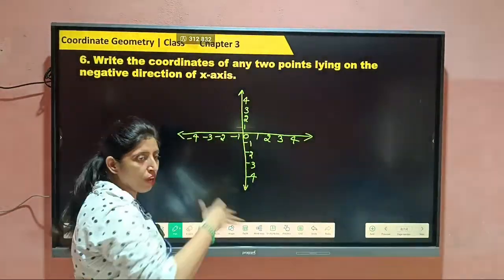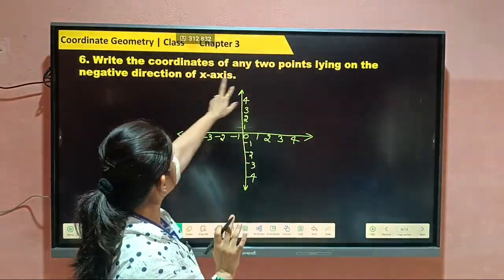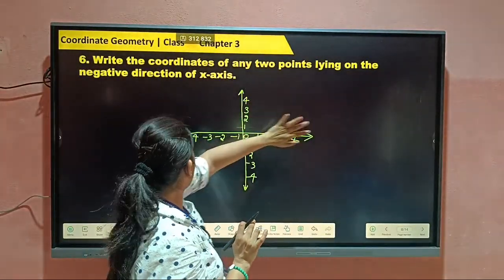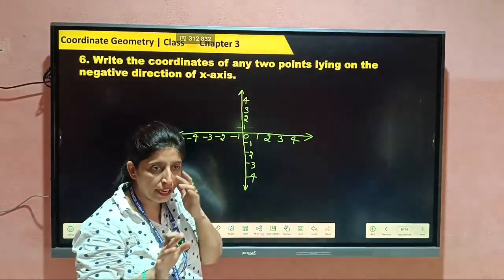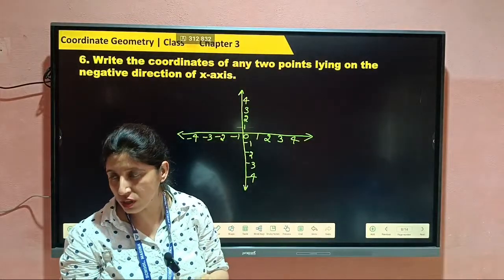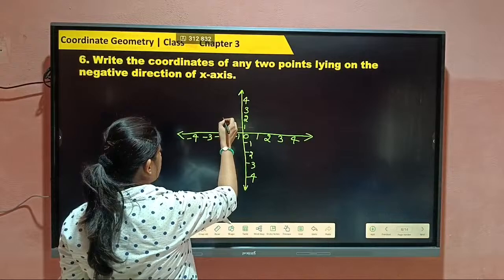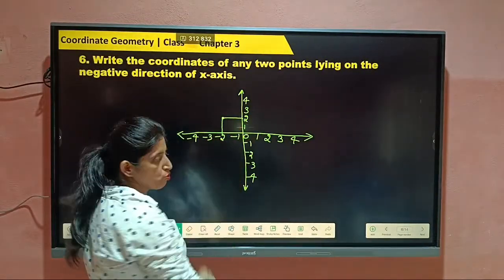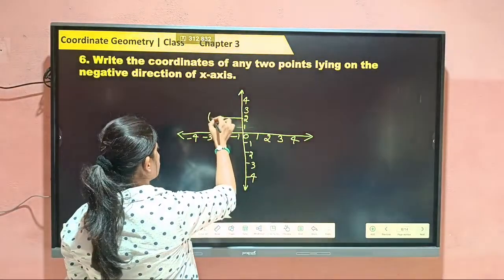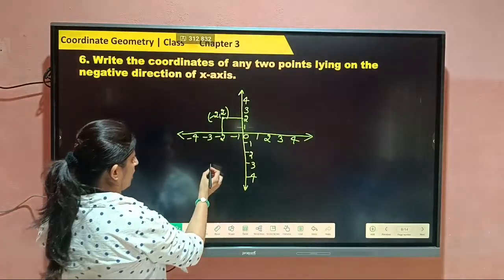Y is positive or negative, it doesn't matter, but we will tell the coordinates of any two points lying on the negative direction of the x-axis. Only the x value should be negative. Suppose I am taking this point here, minus 2 and 2. One point I am taking like this, and one point I will take on this side also.